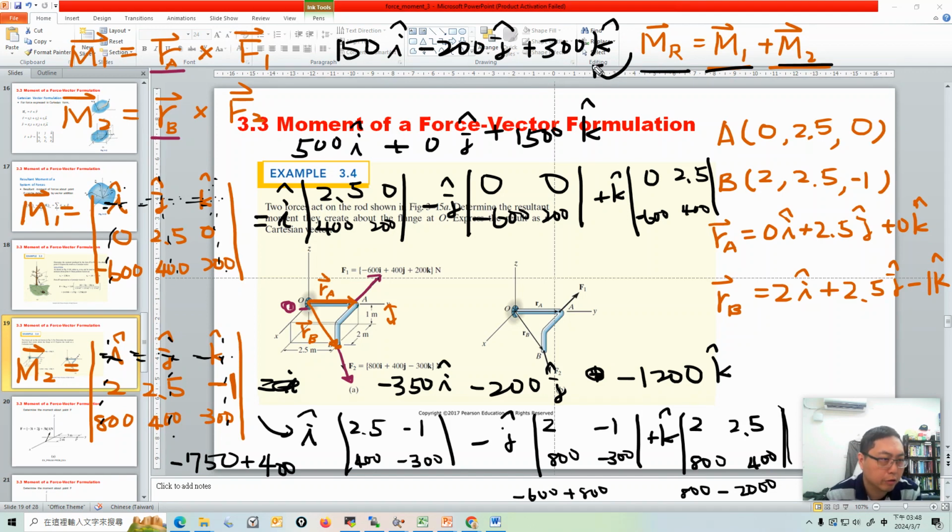Let me check the answers. Yeah, it's correct. So this is the example for the moment calculation in 3D space. It's not that difficult, but just be careful when doing the calculations.